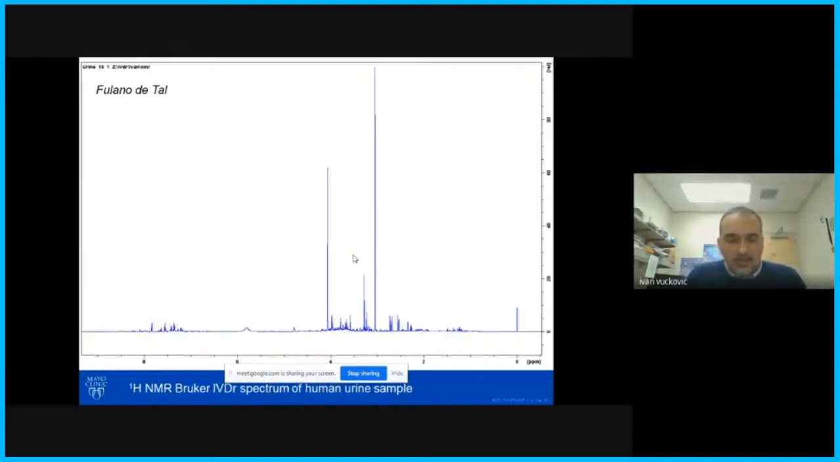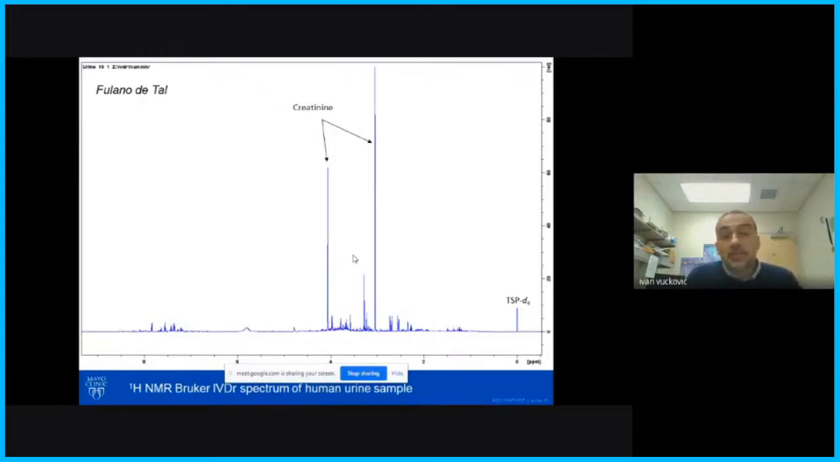So this is a regular male in his 40s. We can call him Fulano de Tal, I believe, in Portuguese. And some of you that have been seeing NMR spectra before may recognize some features of this spectrum, such as the reference peak of TSP at 0 ppm and the most abundant component in urine, which is creatinine.